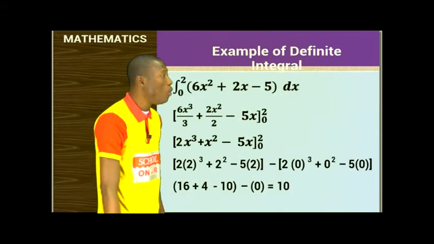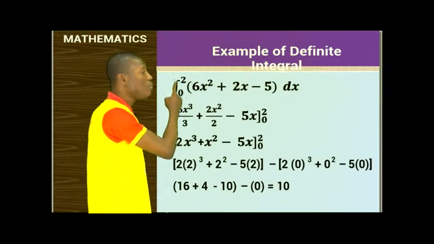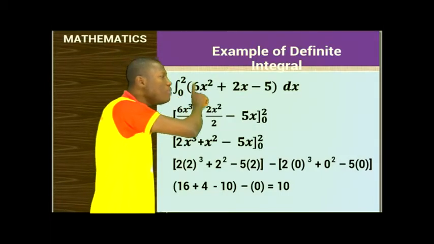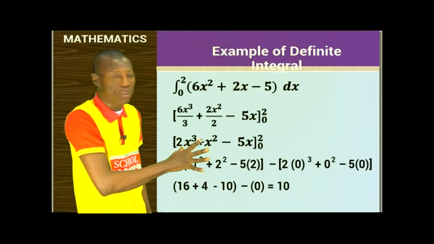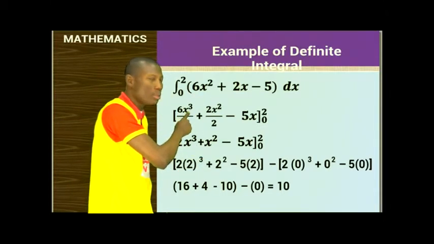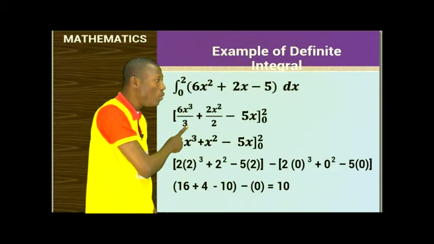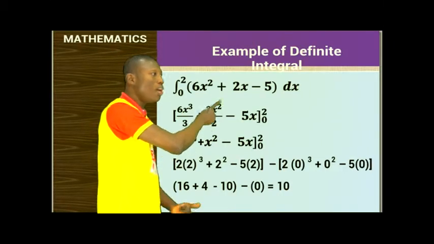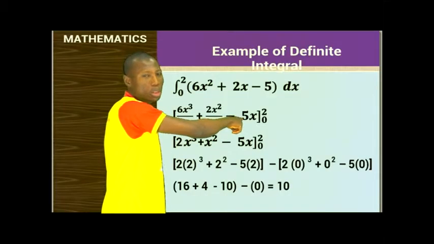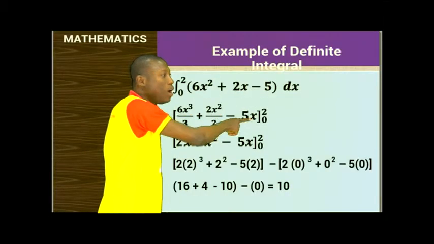This one is an example of a definite integral. You can see here I have 2 as the upper boundary. I have 2 and 0. Now, having integrated this in the normal way of integration, I will have 6x to the 2 plus 1 all over 3. Then 2x, I have 1 before plus 1, 2, all over 2, minus 5x. I don't have any coefficient for this 5, so I have 5x.